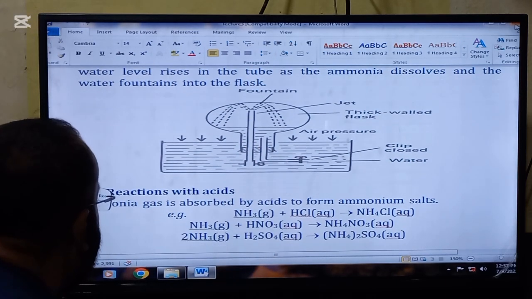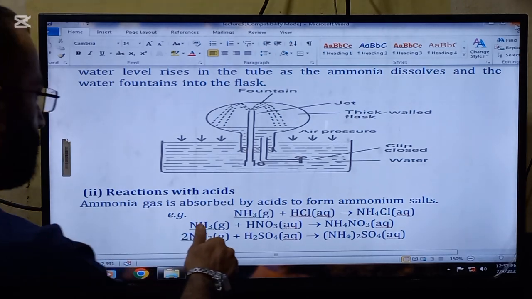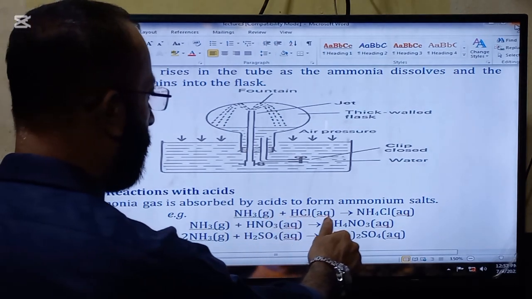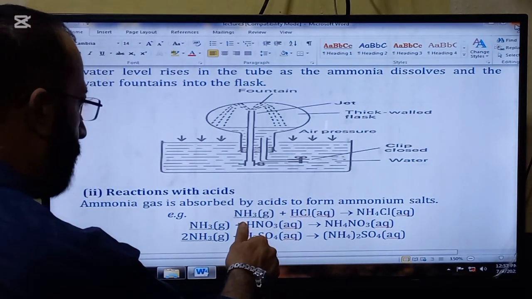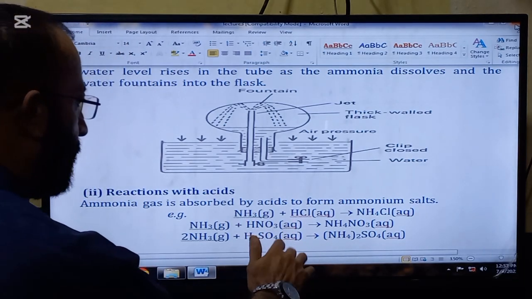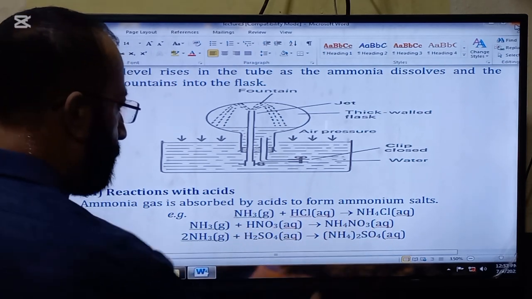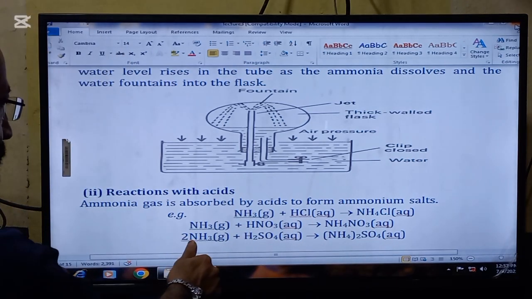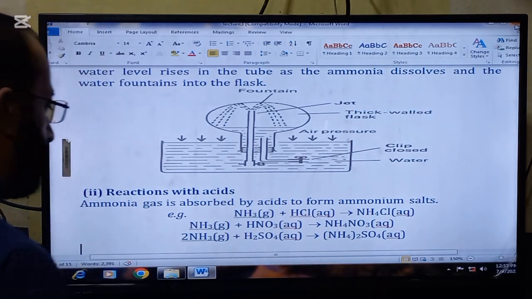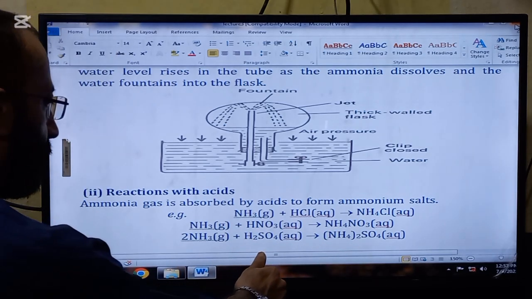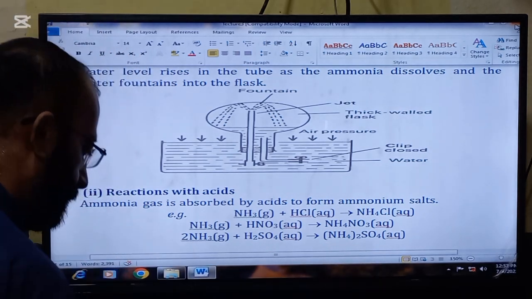Next thing that we are going to read is the reaction with acids. Ammonia gas is absorbed by acids to form ammonium salts. So here are reactions of ammonia with different acids that will make salts. NH3 plus HCl forms NH4Cl. NH3 plus HNO3 forms NH4NO3. NH3 plus H2SO4 forms (NH4)2SO4.